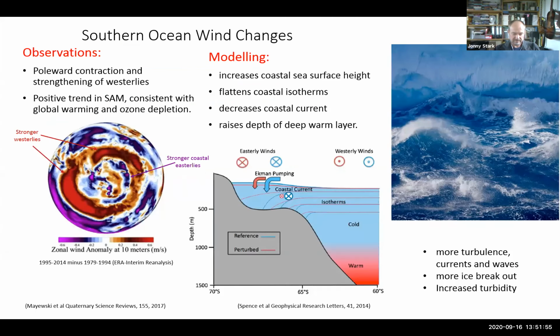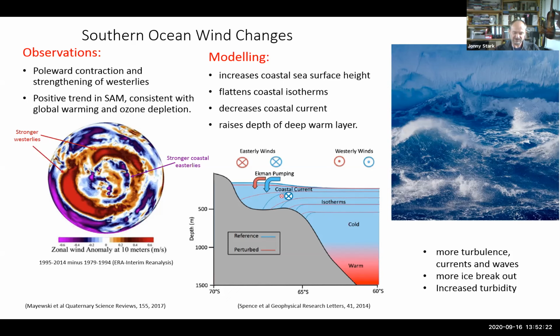We also know that Southern Ocean winds are changing. There's been a poleward contraction and strengthening of westerlies, and modelling indicates that this is likely to have a range of effects in coastal areas, such as more turbulence in currents and waves, potentially leading to more ice breakout, decreases in water clarity, and a range of other effects.